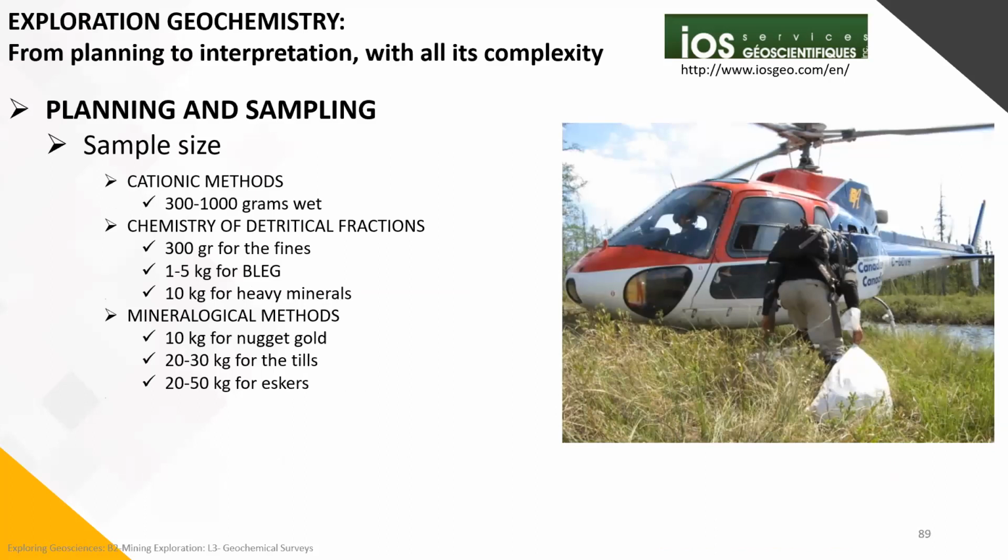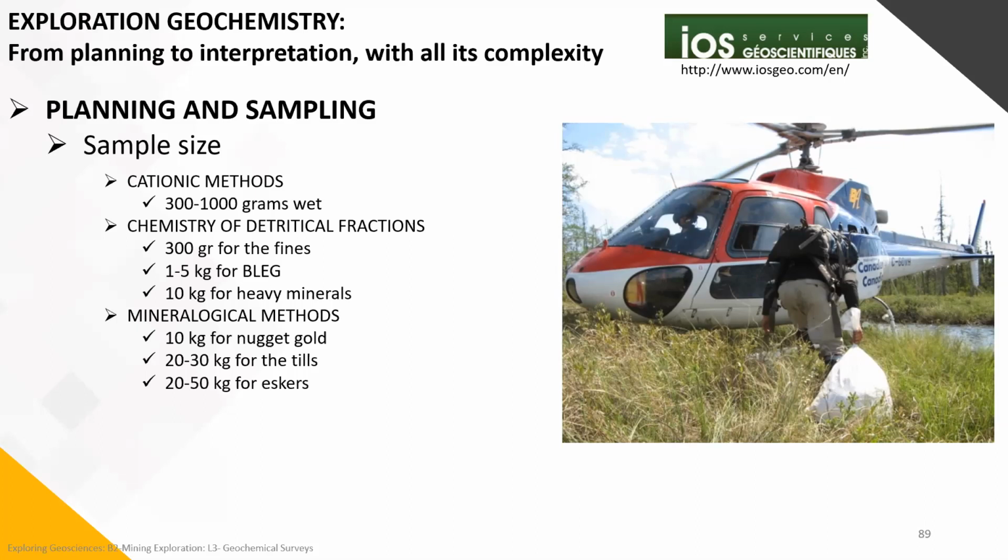The sample size. Sample size varies depending on the technique we want to use in the lab to analyze and what material we want to analyze. For example, if we're using cationic methods, we just need between 300 and 1,000 grams of wet sample. If we're using chemistry for granulometric fractions, these would vary from 300 grams for fine granulometry, 1 to 5 kilograms for bleg, and 10 kilograms for heavy minerals.